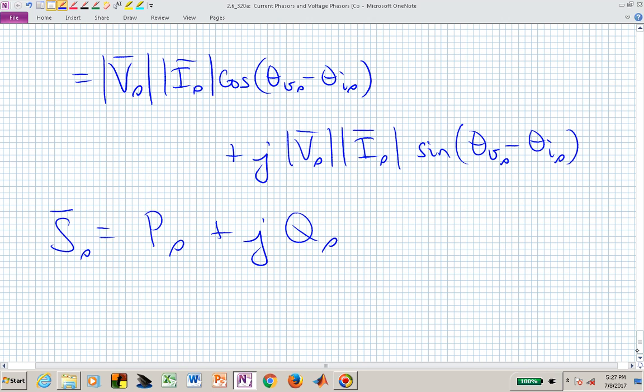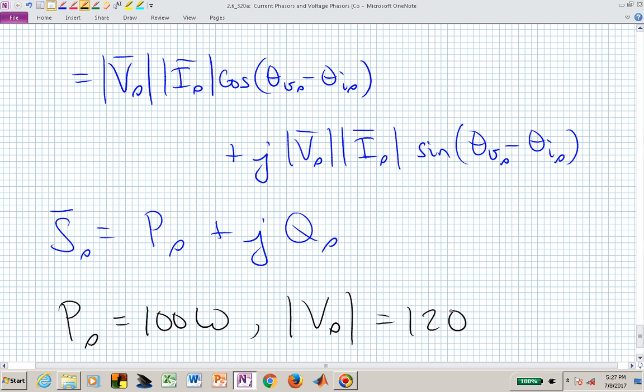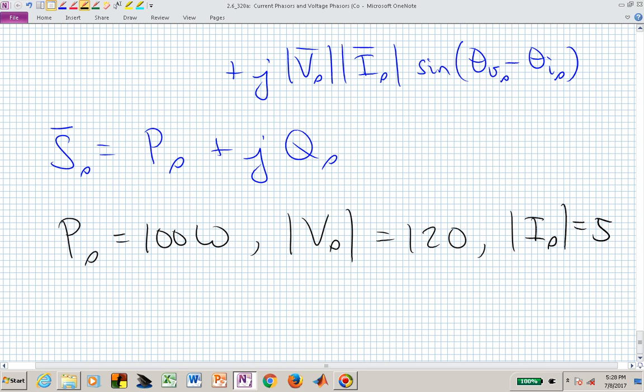Did anyone hear me say I'm buying time? So now I'm buying time, but we were given some of this information. We were actually told the real power of our source. It was 100. So now we know P sub S is 100 watts. We also know the magnitude of our generator or our supply. That was 120. And we know what the magnitude of I sub S was. We even know the angle of our current. That was 0. It was the reference phasor.